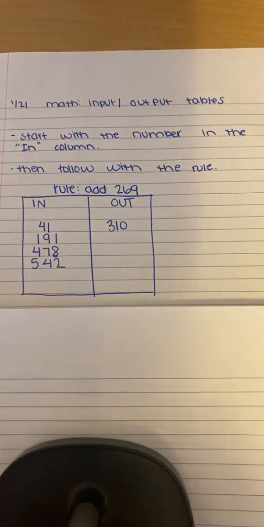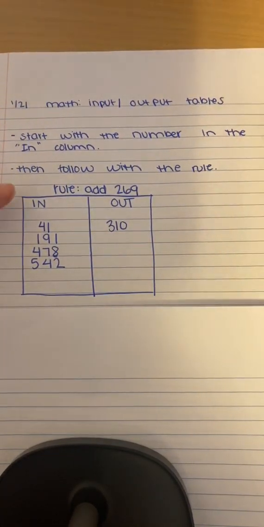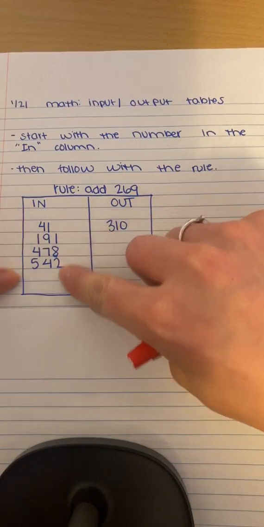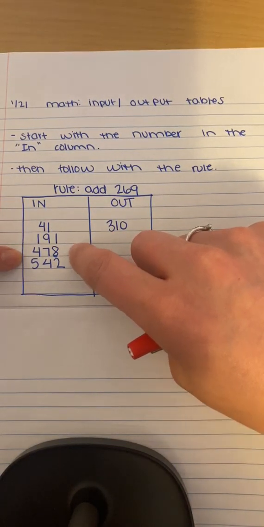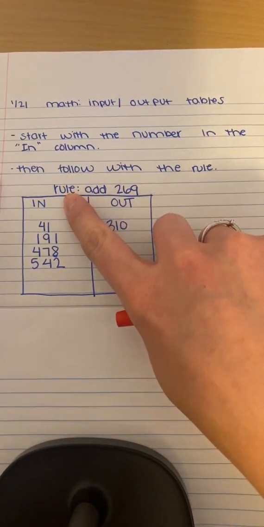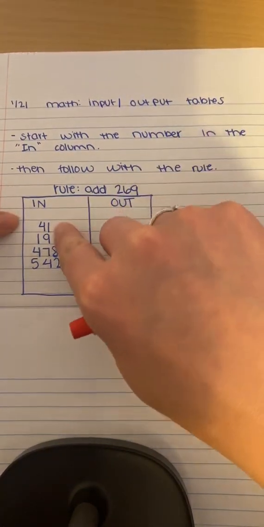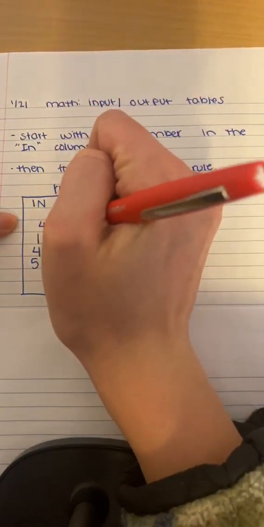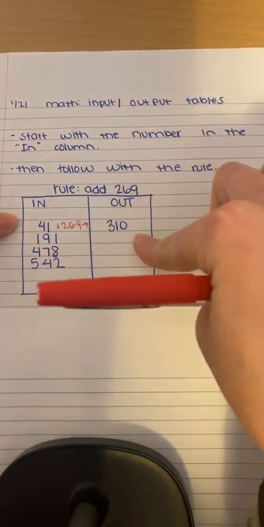Happy Thursday. Today we're going to be working again with our addition, but we're going to be working with tables now. So the first thing that we want to do is start with the numbers in the in column. In this table, here are my numbers in the in column: 41, 191, 478, 542. Then we're going to look at the rule. So the rule is you have to add 269. So when they're in here, all we're going to do is add 269 and then they go to the out.